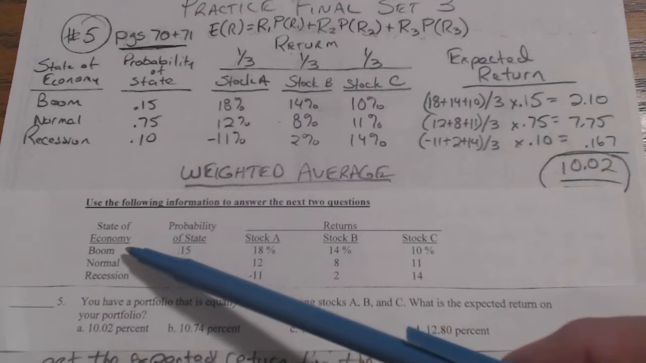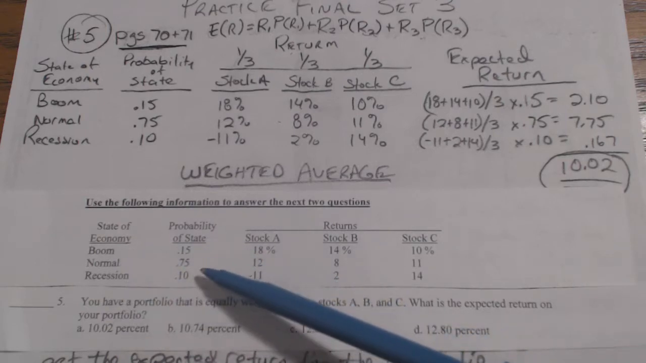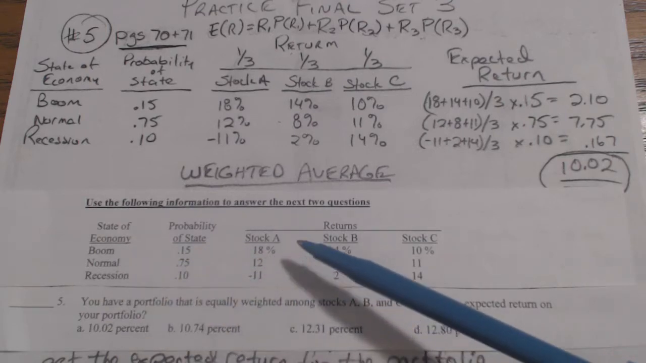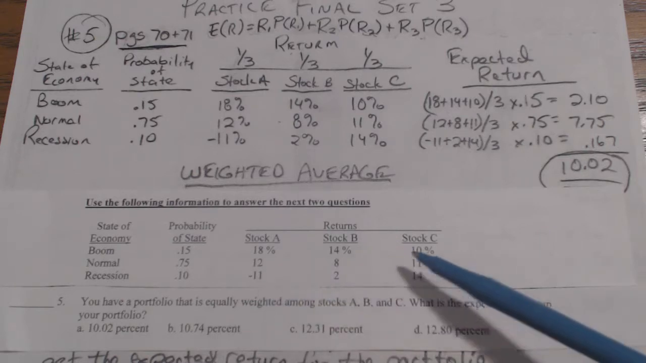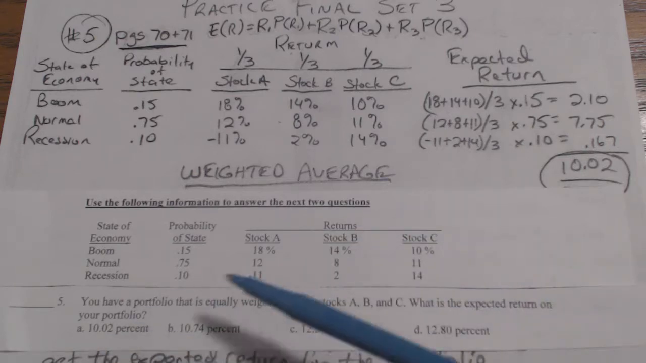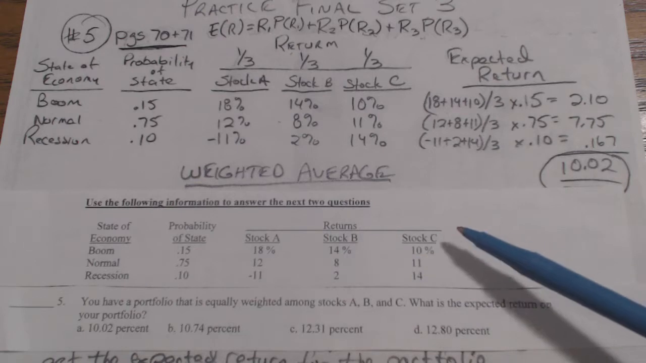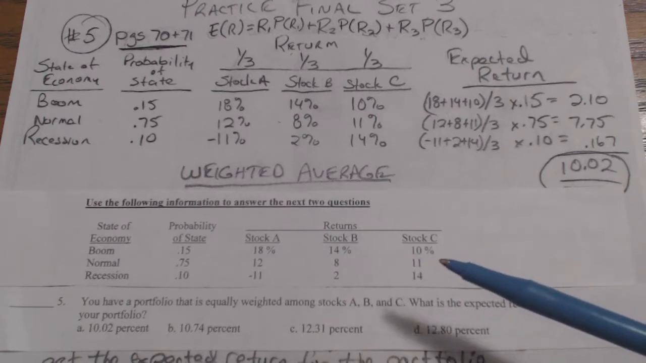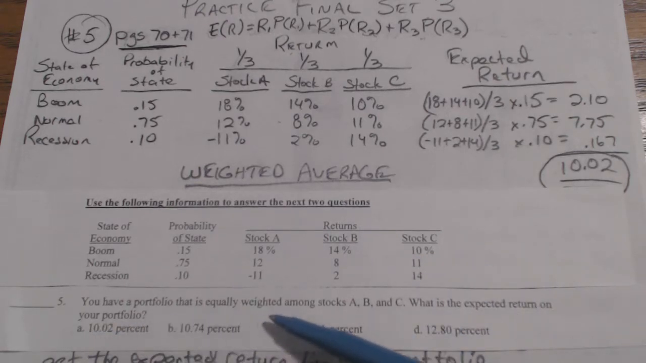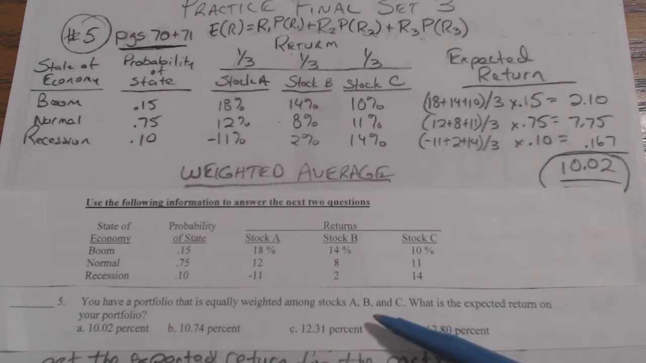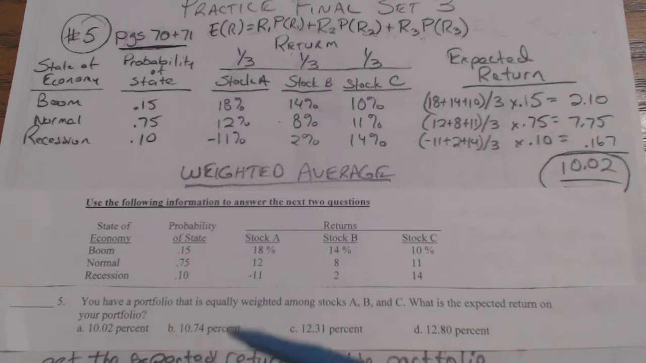State of the economy: boom, normal, recession, the probability for each one of those, and then the returns on stocks A, B, and C. This is a portfolio, obviously stock A, stock B, and stock C. So 3 stocks. You have a portfolio that is equally weighted among stocks A, B, and C. What is the expected return on the portfolio?